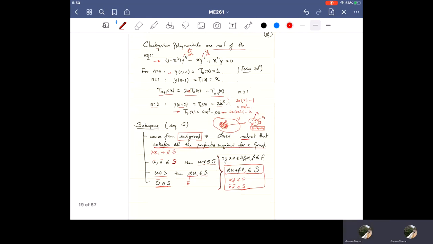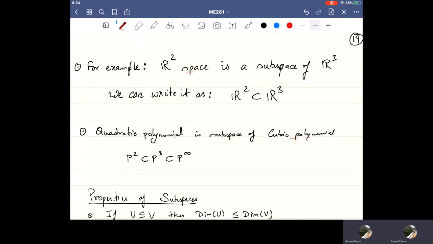Right. So for example, here we have, let's say, R2 space. This is a real space, with i hat and j hat. The entire real 2D space is a subspace of a 3D space. We denote a subspace by this symbol. Like a subset, for a subspace also we use a similar symbol. So you can write that R2 is a subspace of R3.